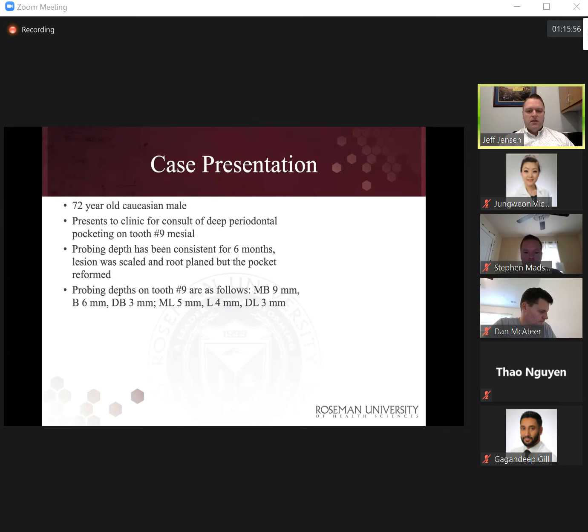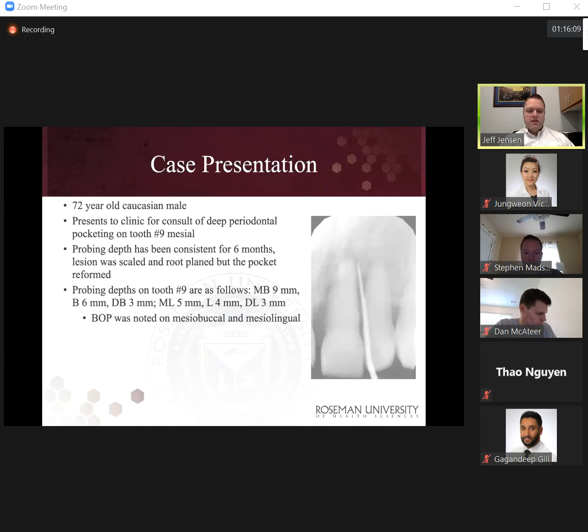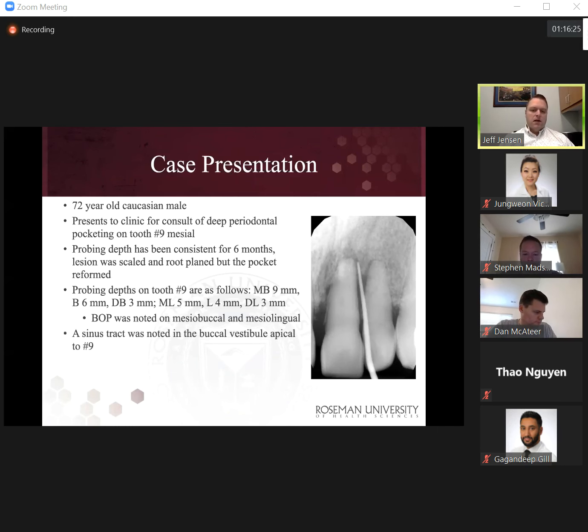So again, mesial buccal, you've got a 9. Buccal is a 6, and then 3s. The mesial and the lingual is a 5, and 4s and 3s. Okay, had some BOP in that area, and so here's a picture. They put in a gutta-percha cone just into the pocket to take a radiograph. You can see it goes right up close to the apex of the tooth. Oh, there you go. So there's your sinus tract.